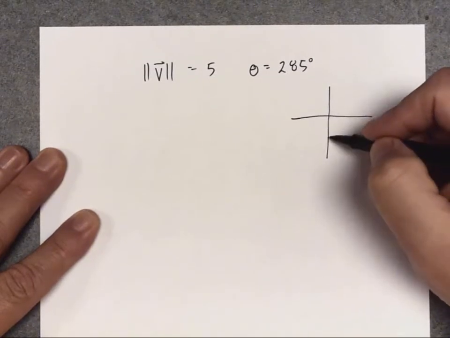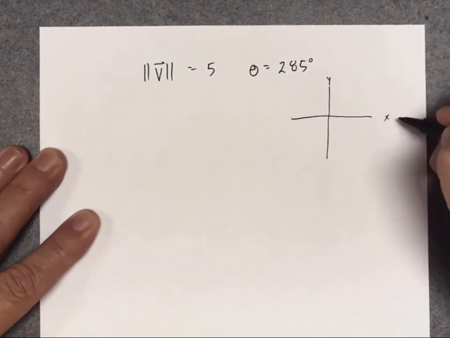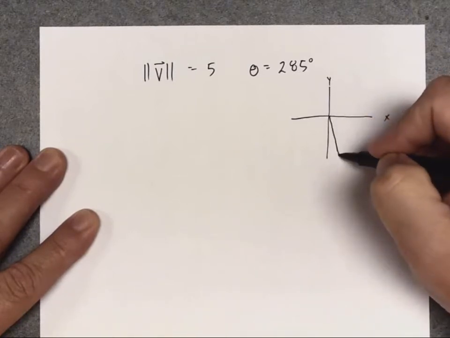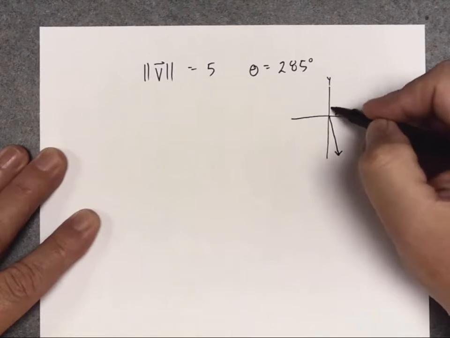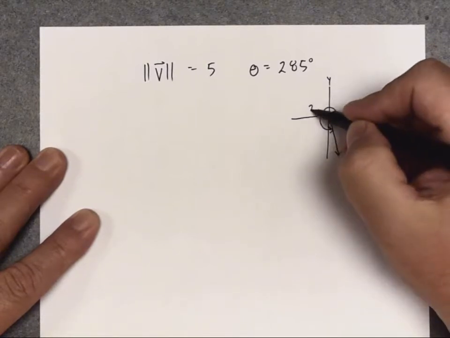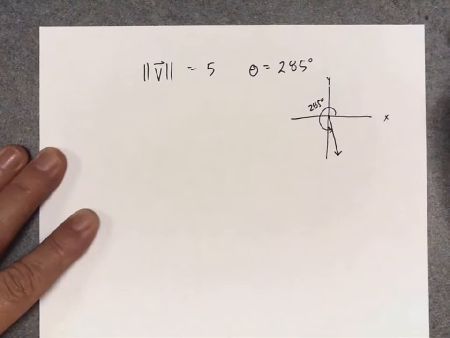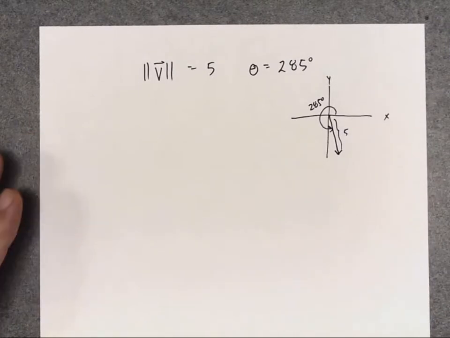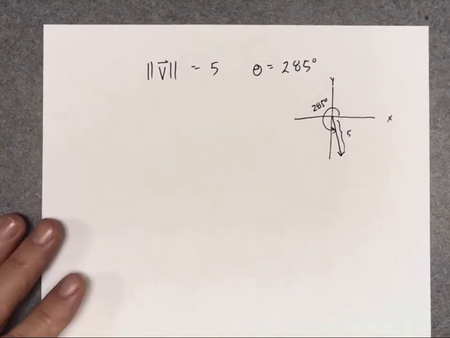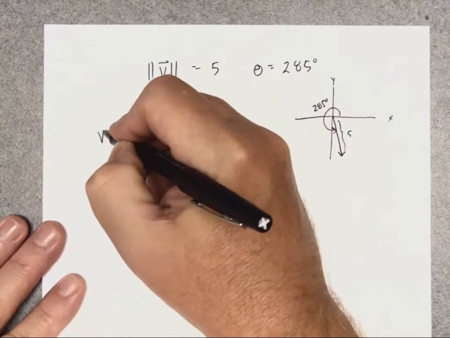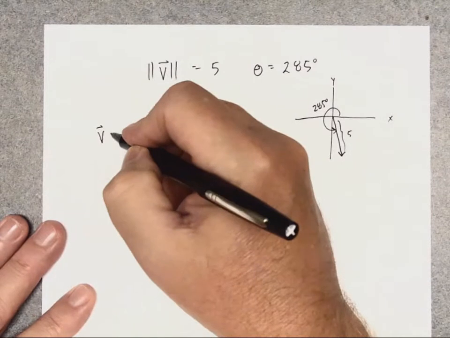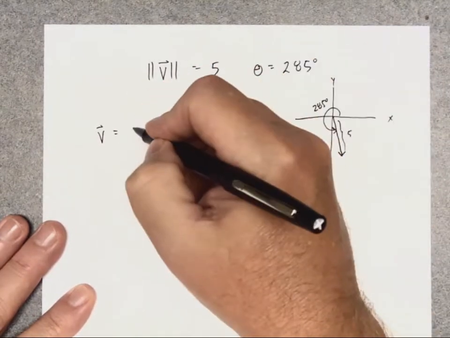Well, 270 is the negative y-axis. 285 is maybe over here somewhere. All right, so that's 285 degrees. Maybe a length of 5. The good thing is when you go create your ij vector, you don't have to worry about your angle as much. In other words, you can just use the formula.